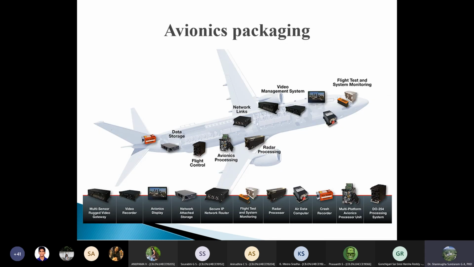Right, so here is an example of where you will find a typical solution which is neatly packaged already in aircraft of recent type, such as the 777 of Boeing. Right in the forefront, at the tip of the airplane, in the right front area, you have the flight test and system monitoring, which is used to monitor the performance of the various aircraft's critical technologies in live terms while the aircraft is in flight.